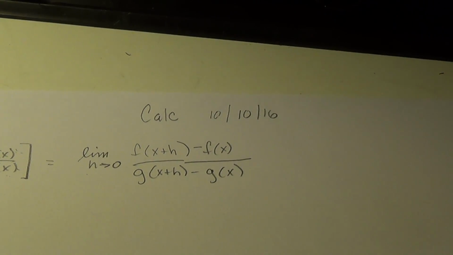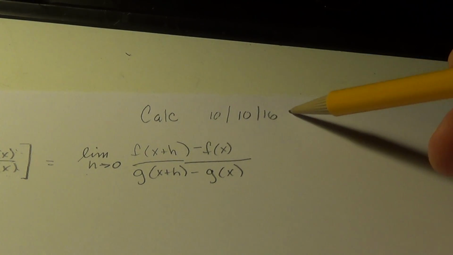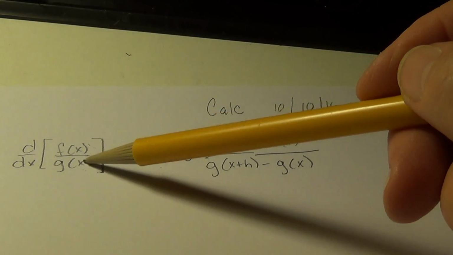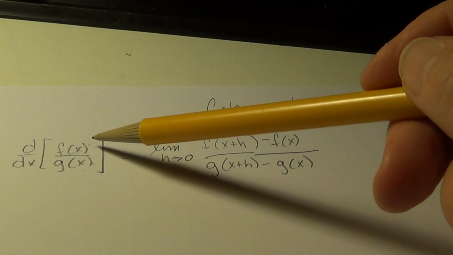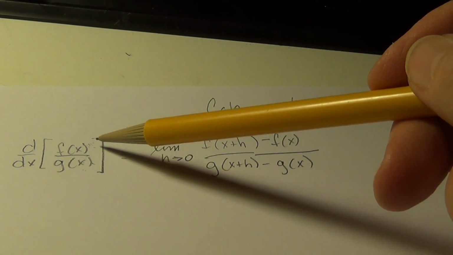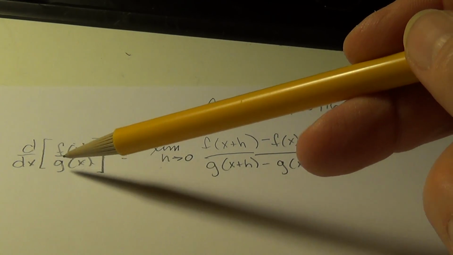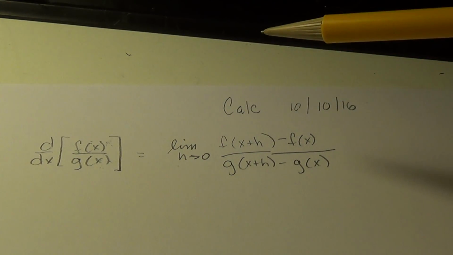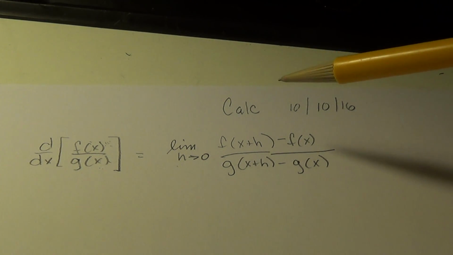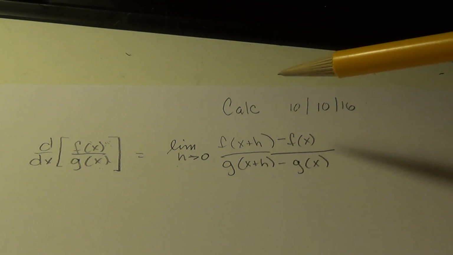Hello, Calc class. It's Monday, 10/10/16, and I'm investigating the derivative of a quotient, hoping it's the quotient. The derivative of the quotient is the quotient of the derivatives, so I'm hoping it's just f prime of x divided by g prime of x. But the product rule didn't work out that way, so I wouldn't be too shocked if this works out differently.